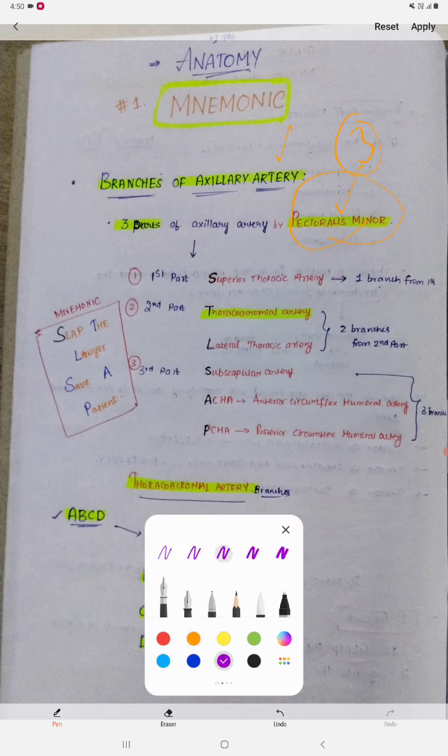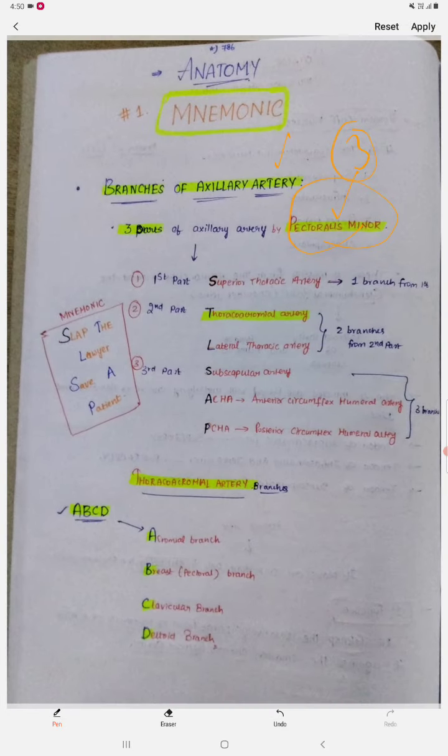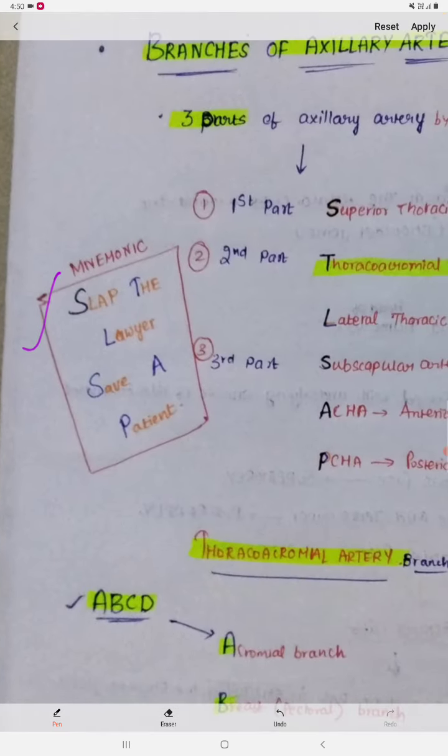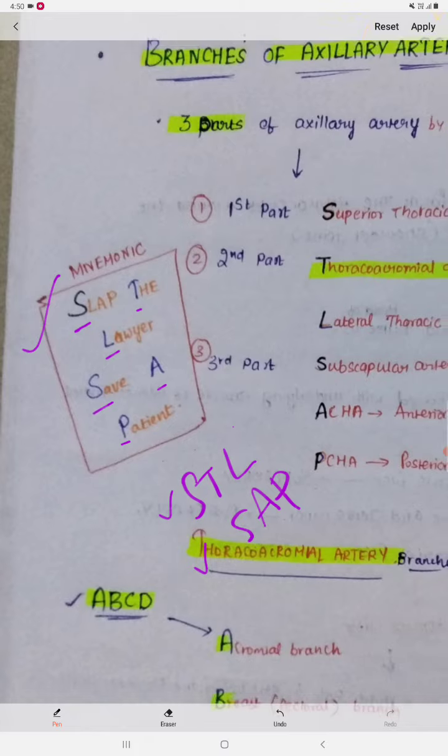Okay, so through this mnemonic we can remember the branches of the axillary artery. We have the mnemonic: slap the lawyer, save a patient. Okay, we can take the first letter of every word, so it will become STL and SAP. So you can remember it by slap the lawyer and save a patient. Okay, STL, SAP.